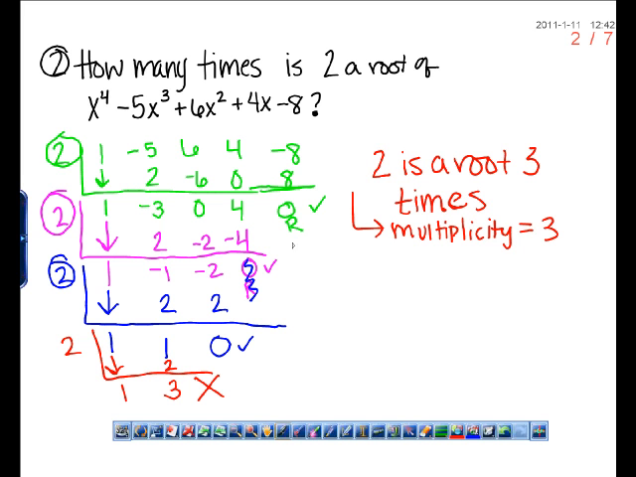Could I write this quartic in factored form? If 2 is a root 3 times, shouldn't there be 3 of the same factors? And what would that factor be? X minus 2. Good. So I have x minus 2 3 times. X minus 2, x minus 2. And what is my last factor?